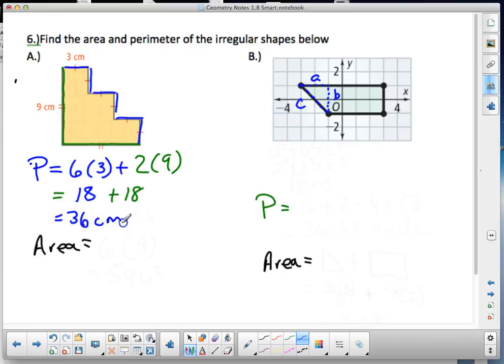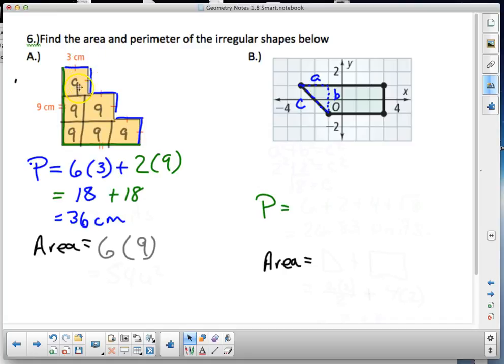So that's my perimeter. Now, as I'm going on, my area can be busted up in a couple of different ways. But if I bust it up in squares, there are 1, 2, 3, 4, 5, 6 9-centimeter squares. Why 9? Because 3 times 3 is 9. We did that 6 times. So 6 times 9 is 54 units squared, and that's the area of my figure.